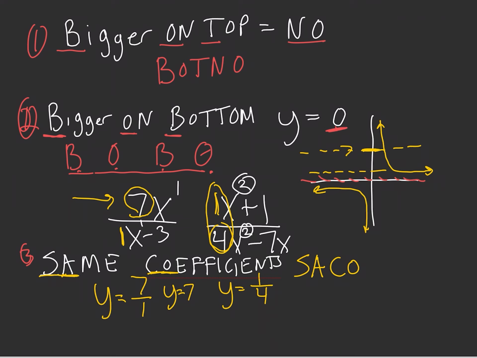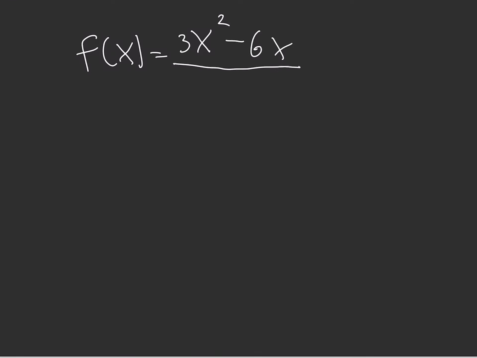So let's look at this again. Let's say I have this function right here, f of x equals 3x squared minus 6x, over x squared minus 3x plus 2. And I want to know what to do with this. Well, the first thing you want to do is find what makes the denominator 0.